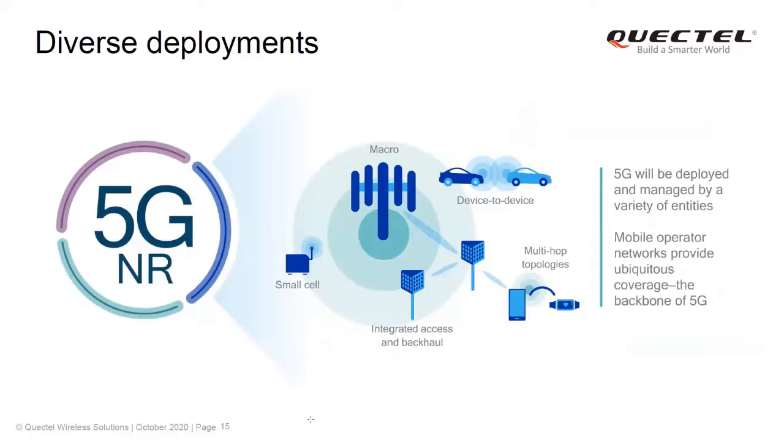Next scenario where 5G unifies everything is diverse deployments. There are different types of cells, like small cells, macro cells, device to device, and backhauls, which are used to communicate data between towers.